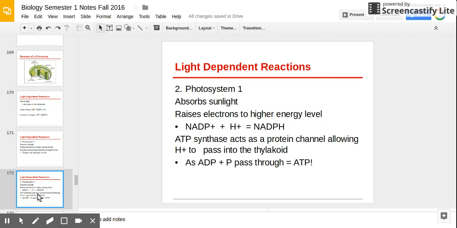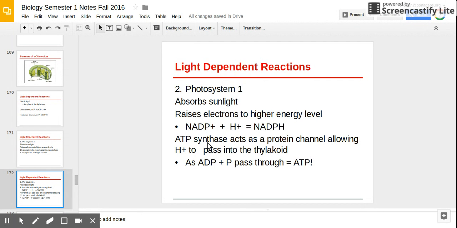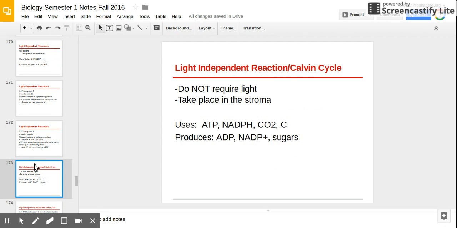The second step in the light-dependent reaction is called photosystem 1, okay? We're going to do something similar to photosystem 2. We're going to absorb more sunlight, okay, we're going to raise electrons to a higher energy level. And this last thing called ATP synthase, think when you synthesize something, you create something, we're going to make ATP. Okay, so basically, you guys, we're going to take a phosphate, we're going to use energy from the sun to attach it to ADP, and we get ATP.